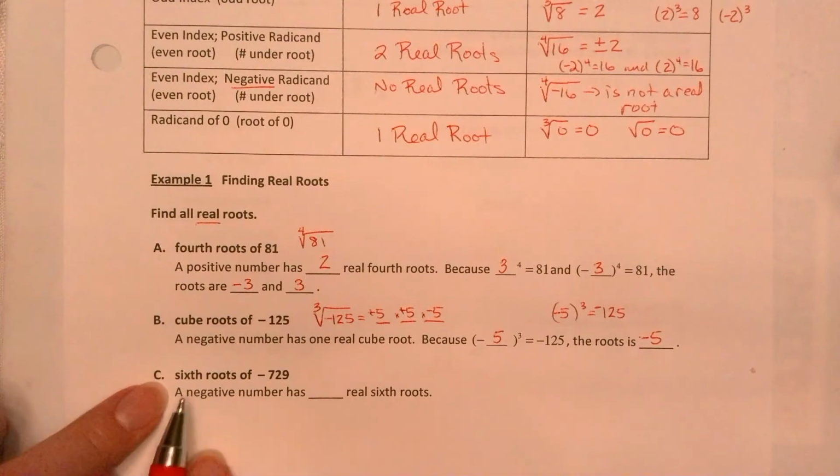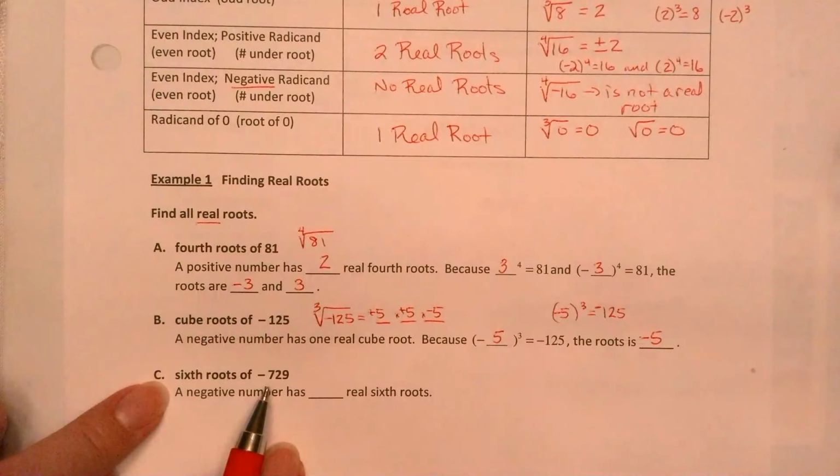All right, the 6th roots of negative 729. Well, the 6th root would be an even index. I cannot take an even index root of a negative number, because that would mean I'd have 6 negative signs or no negative signs, and I need a negative 729, so that cannot happen.